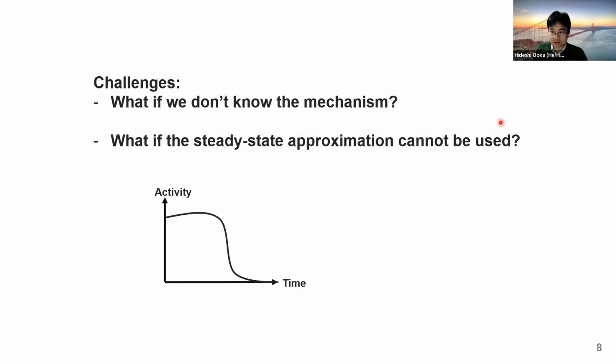Then, as I showed you before, people would typically alter the mechanism so that it fits reality even better. But you can imagine you could continue this forever. And also, what if the steady state approximation can't be used? What I mean is, typically in the time scale of experiments, you have time and activity, and the catalyst dies after a while. When it dies, the activity drops to 0. Until it dies, you could consider this to be kind of like a quasi steady state.